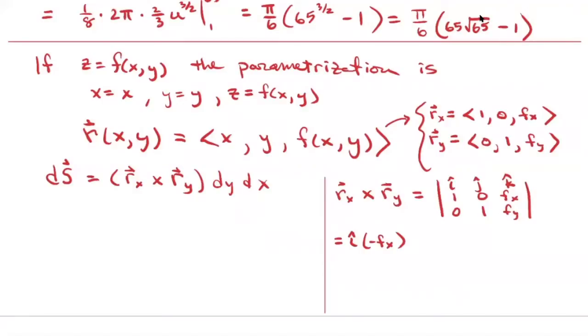I think it's okay. Then minus j gets the 1 times fy minus 0 fx. So this just gets an fy. And then plus k gets the 1 times 1 minus 0 times 0. So it's just k times 1. So this vector differential is negative fx, negative fy, and then just 1 for the z coordinate.